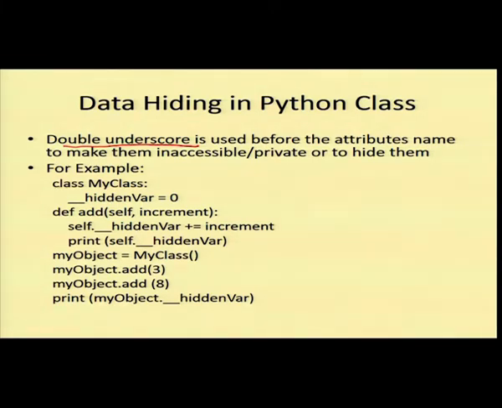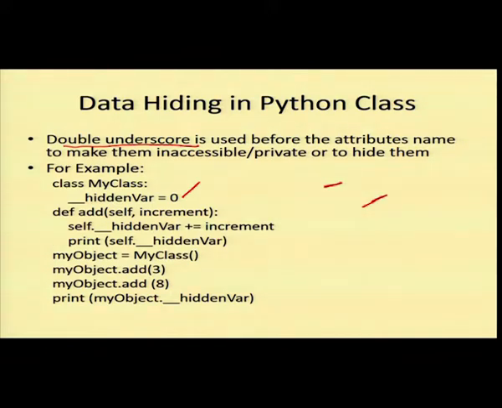Let us see an example. class MyClass: __hidden_variable = 0. There should not be any space between these two underscores, because you might claim, sir, in my earlier lectures you are saying you need to give many different spaces, but when I have been asked to give two underscores, it should be continuous, there should not be any space. So, __hidden_variable, which is a variable name, equal to 0. This variable will be a hidden variable, will be inaccessible, will be private, right.